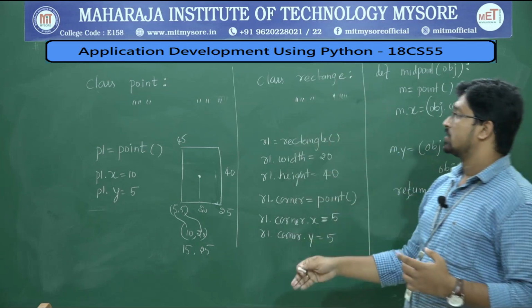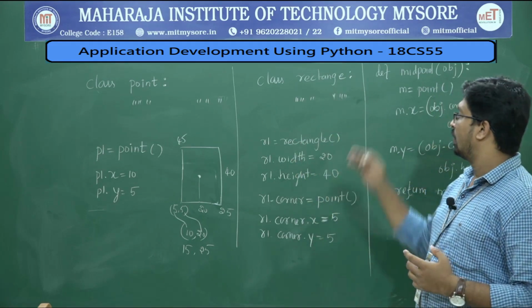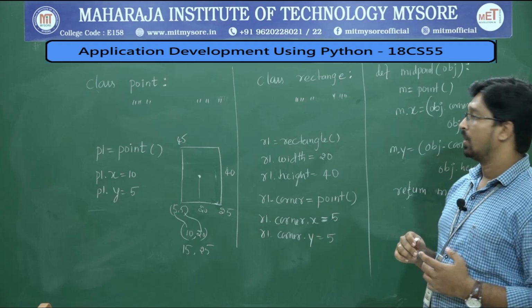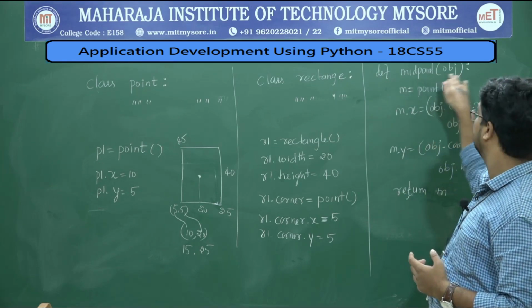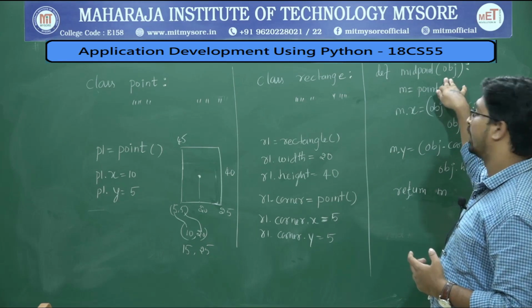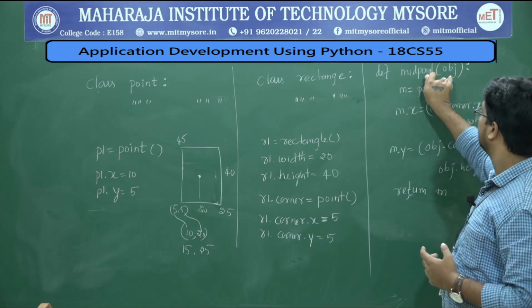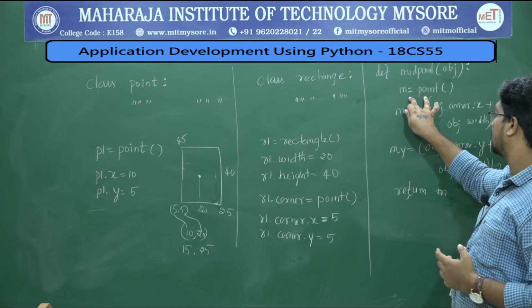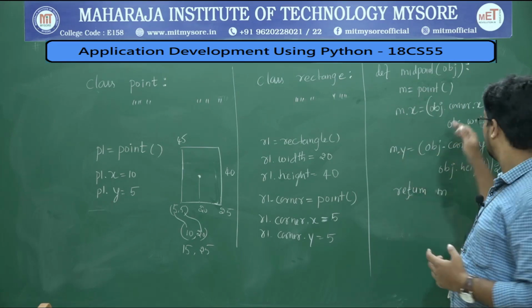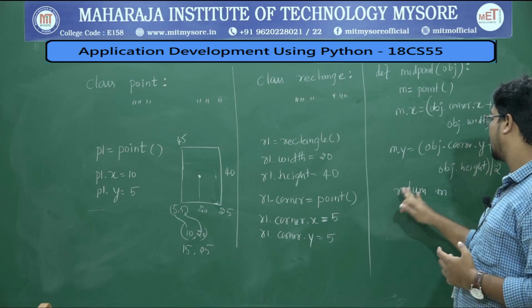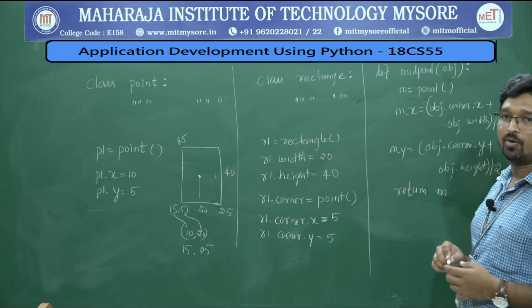So we have a class called point, we have a class called rectangle. Then we have midpoint, and we are passing one object. We are creating a midpoint here, and we are calculating the x and y value using the simple formula. Then we are returning back the object information.